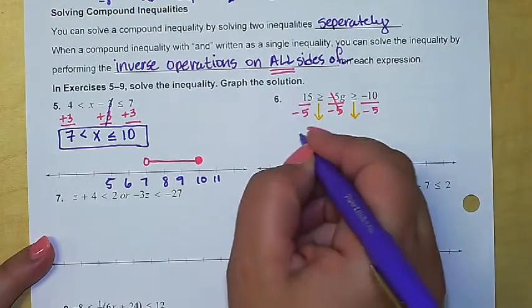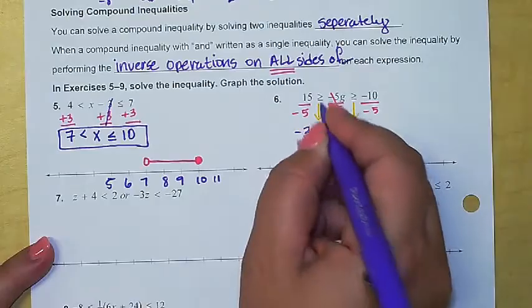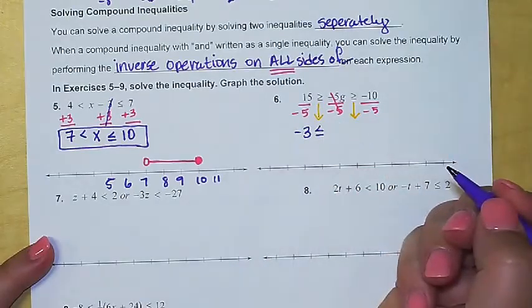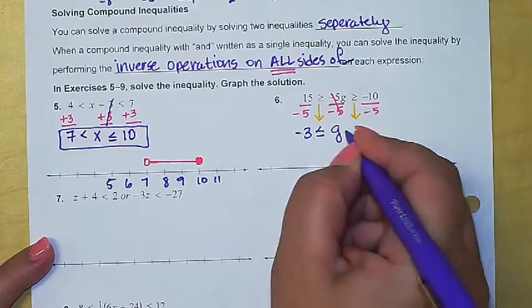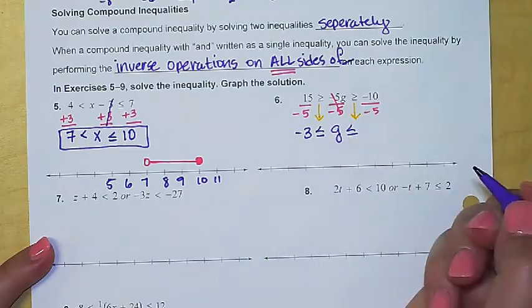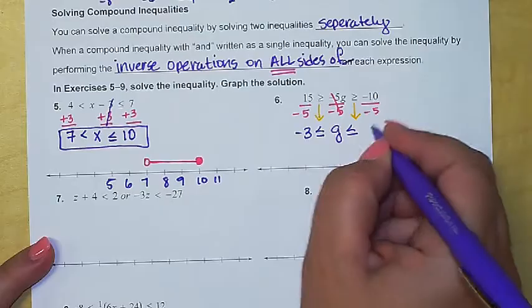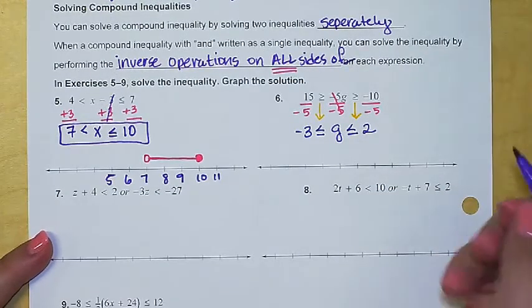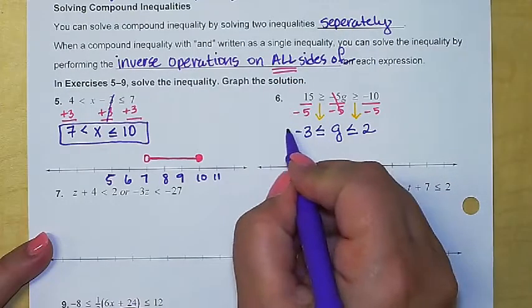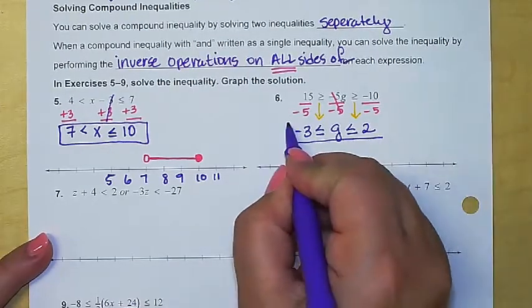So 15 divided by -5 is -3. I'm going to have a less than or equal to sign here. Then in the middle, it's just going to be the g. This guy's also going to flip because I also divided by a negative over here. And this is a +2. So make sure you flip the sign if you multiply or divide by a negative on all sides. And that is our solution.